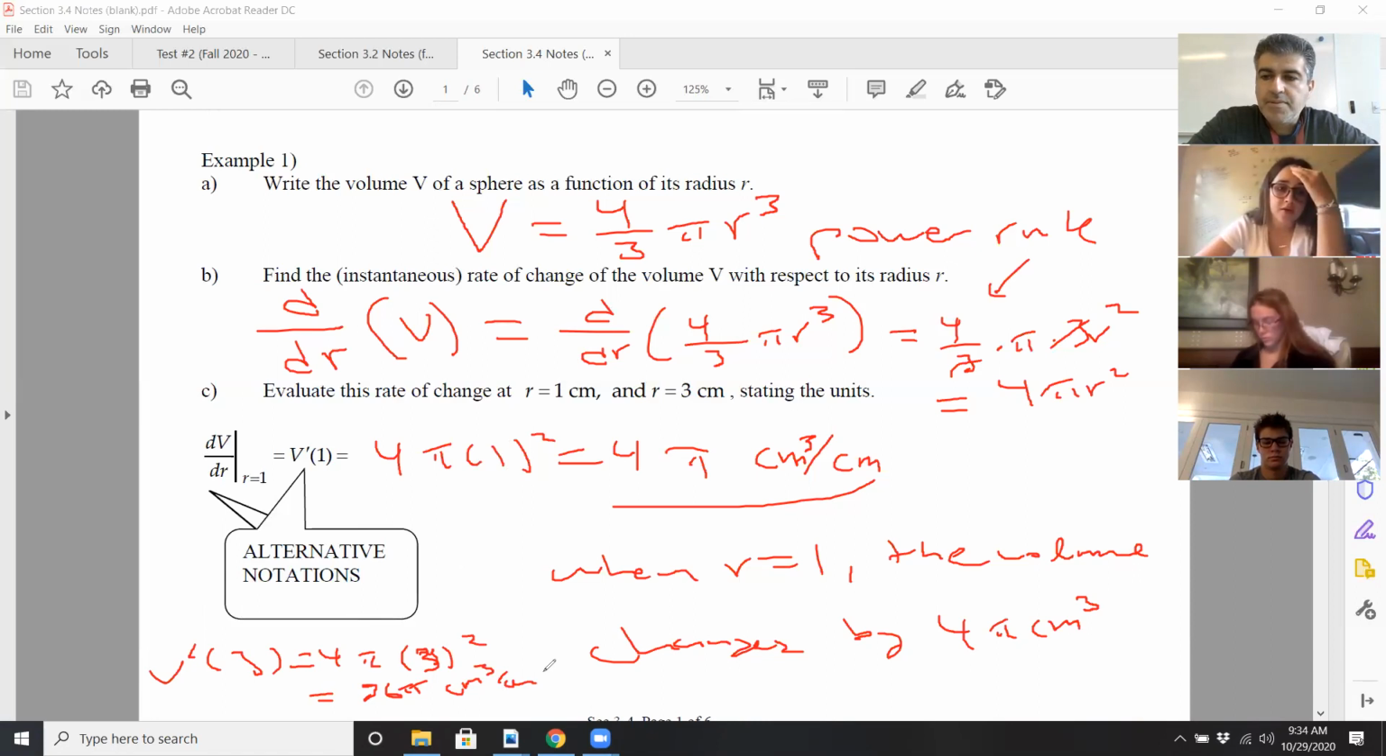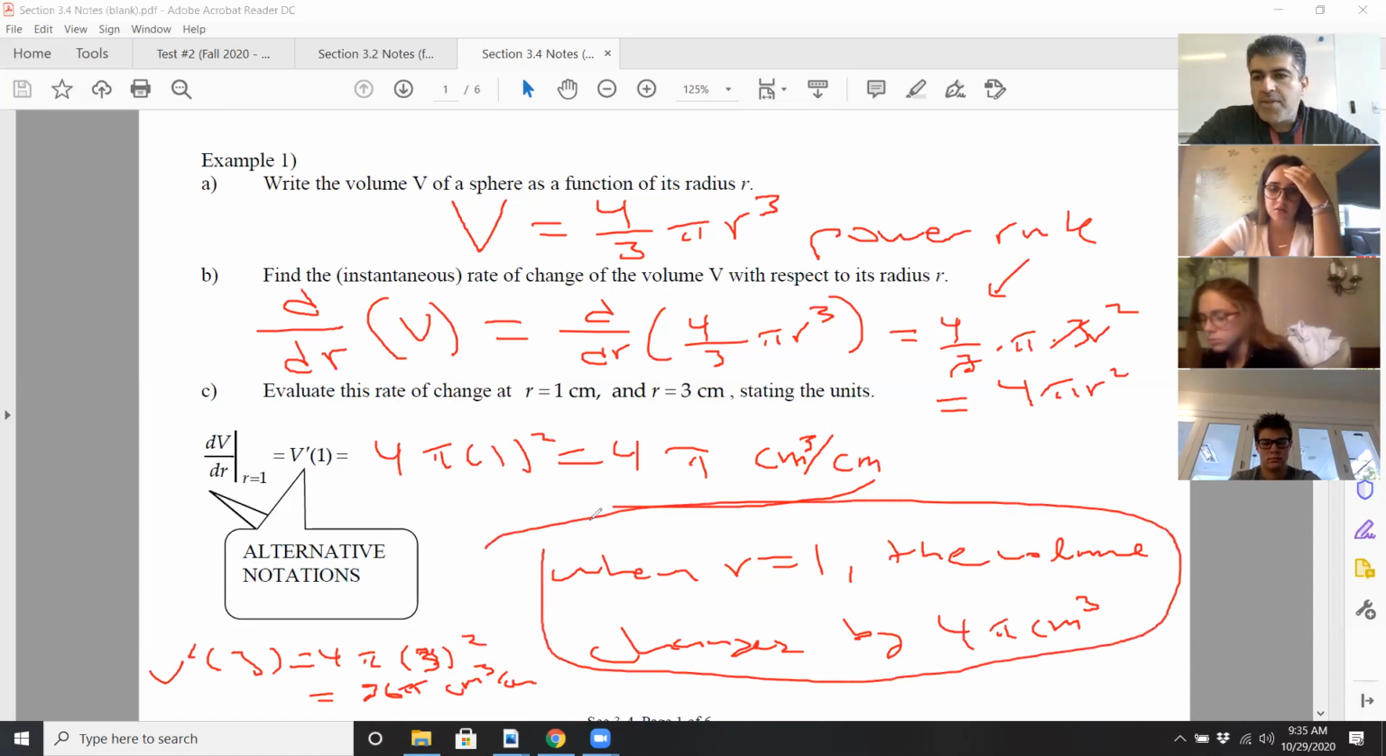When you found V prime of 1, the units were centimeters cubed over centimeters, but then you said when the radius equals 1, the volume changes by 4 pi centimeters cubed. Is that also over centimeters, or is it just centimeters cubed? No, it's centimeters cubed still.